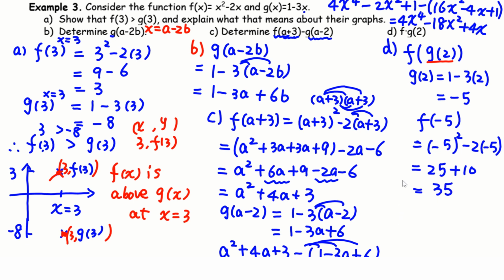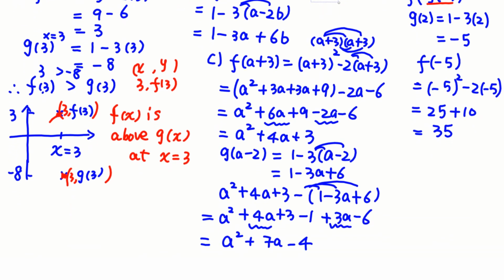So when more than one function is given, you need to be careful subbing into the corresponding function. Whatever is inside the bracket is your x input. It's not g times a minus 2. It's not 1 minus 3x times a minus 2. This one represents the input x value is a minus 2. You do the substitution, then the expression you have is g at a minus 2. So that is example 3.